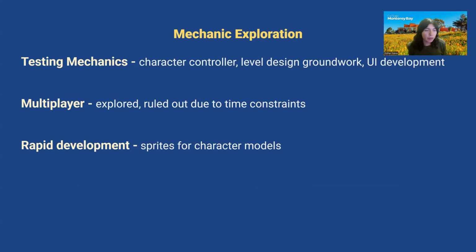Another mechanic we were exploring was multiplayer. This was one that I was in charge of. This involved familiarizing myself with networking. This was new to me. So things like understanding how information is sent between computers. There's two main ways, UDP and TCP, but this was taking a lot of time, so we opted to not continue with this method. Something else we started early on was methods for rapid development. So this included whiteboxing and, as mentioned, using sprites for the character models.